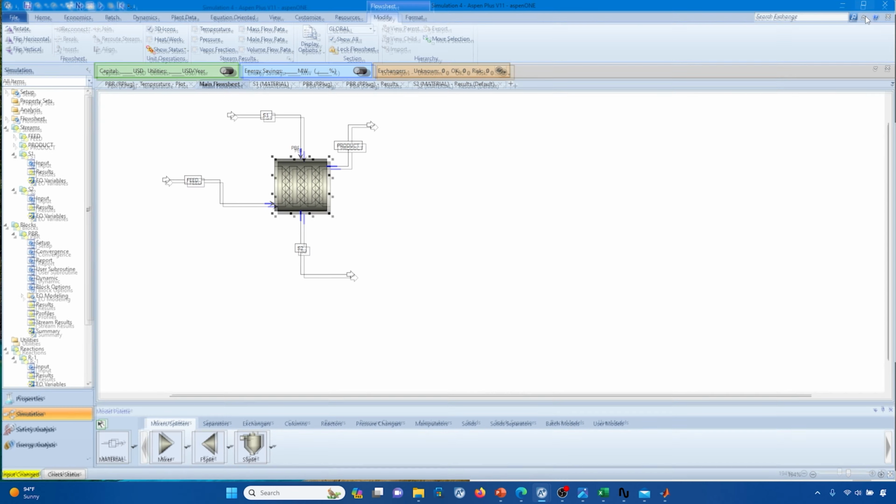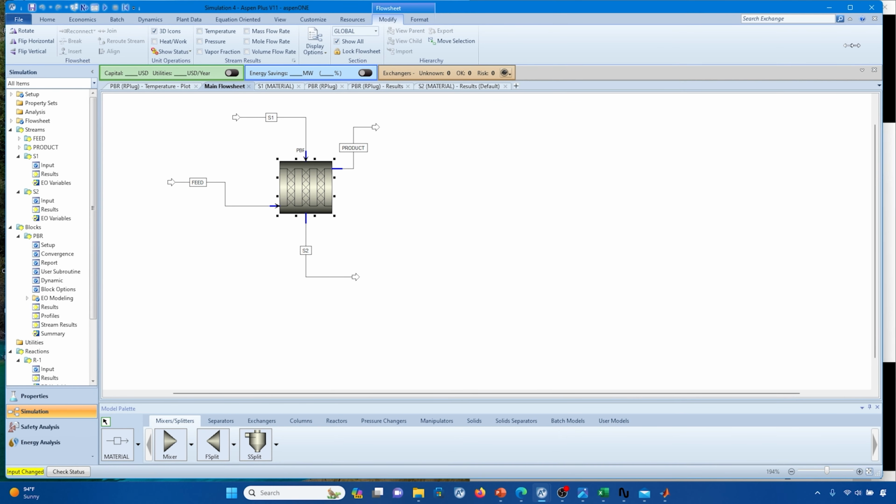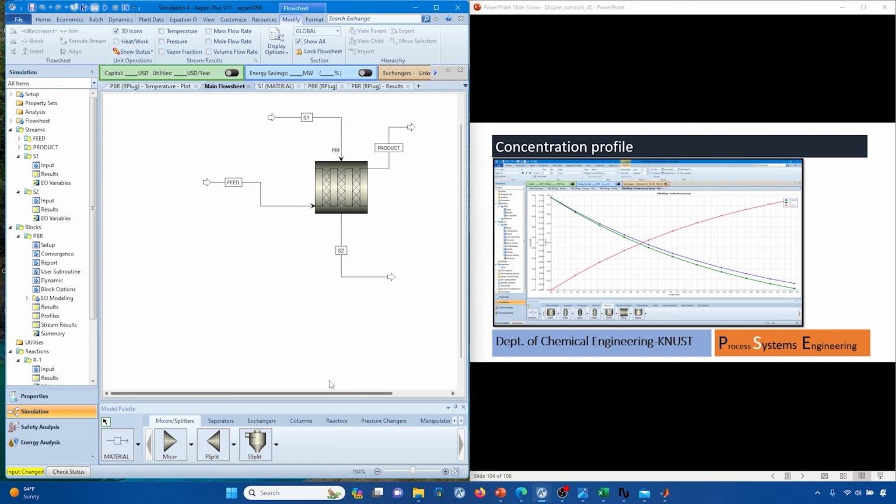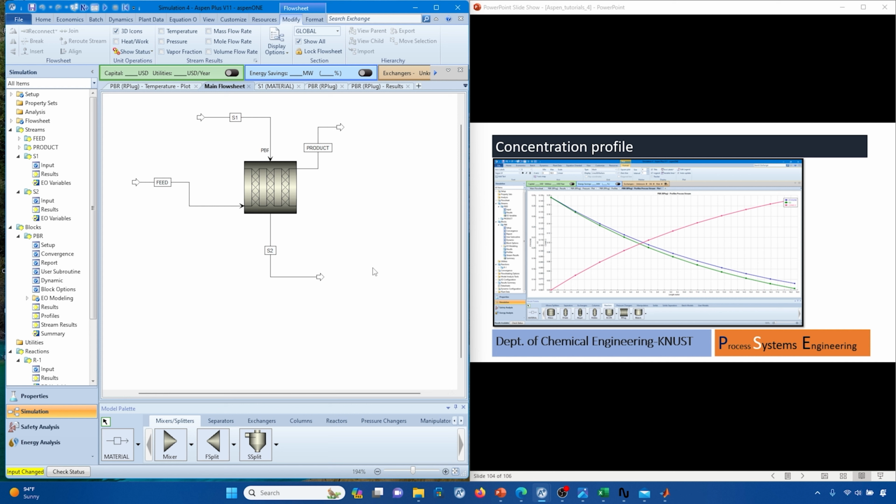So that does it for reactors in Aspen Plus. Next, we'll be looking at modifying the kinetics. If you have a different kinetics, you don't have a power law model. How do you go about specifying that? So we'll be looking at that in Aspen Plus.